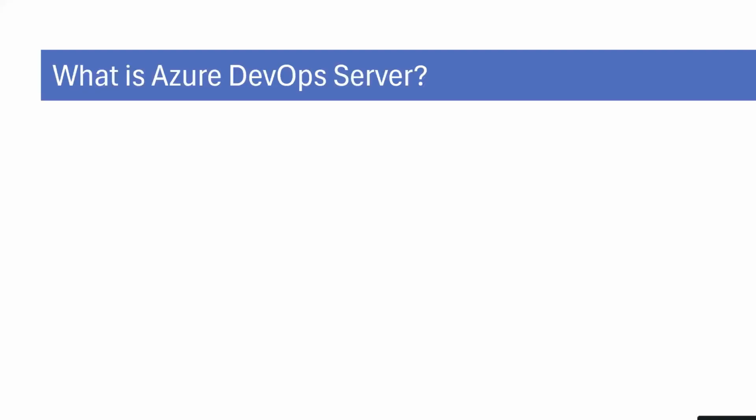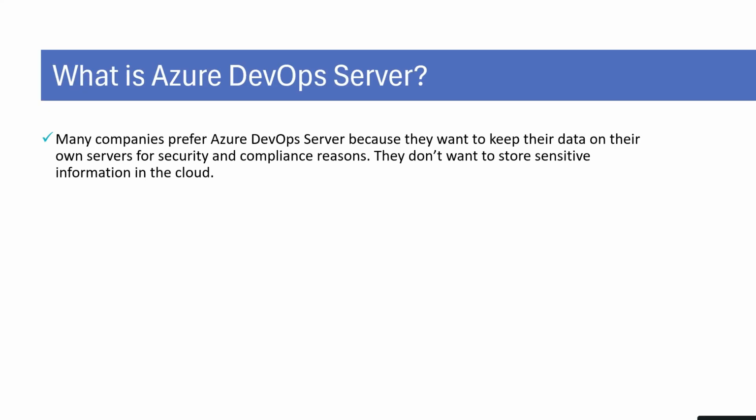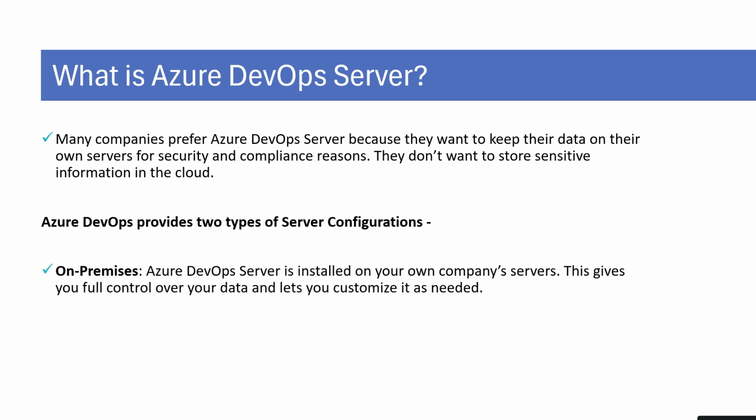Lastly, let's talk about Azure DevOps Server and Azure DevOps Services. Many companies prefer Azure DevOps Server because they want to keep their data on their own servers for security and compliance reasons. They don't want to store sensitive information in the cloud. Azure DevOps provides two types of configurations. First is on premises. Azure DevOps Server is installed on your own company's servers. This gives you full control over your data and lets you customize it as needed.